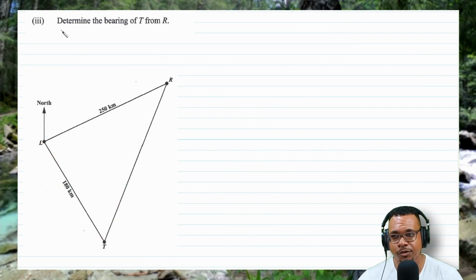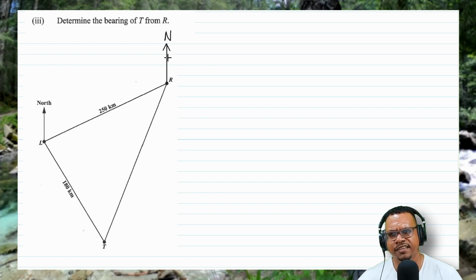So now looking at part 3, we want to determine the bearing of T from R. So that means we have to put the north line on R and take the angle in a clockwise direction from that north line. So I'm going to put a line going straight up the page from R, and that will be my north line. And the angle that we want to find is this angle from the north line in a clockwise direction going all the way around to here.